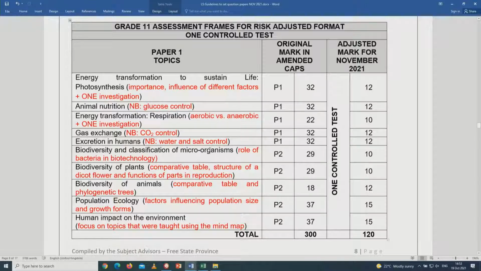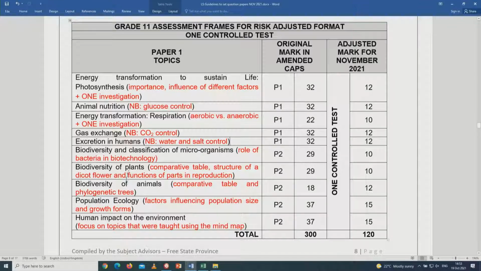Now, these are all paper 1 topics, but not necessarily the order in which they were done this year, because remember we started the year with classification of microorganisms and then plants and then animals. But here it is divided into the 2 papers, as well as the initial marks in the amended CAPS. And there's the recommended marks for your test of 120.